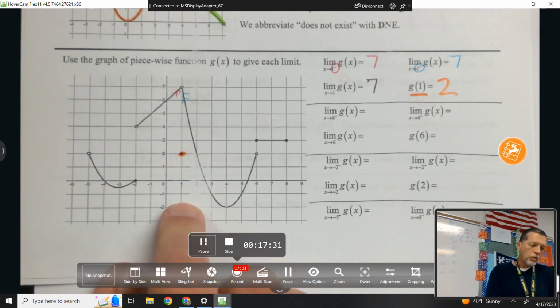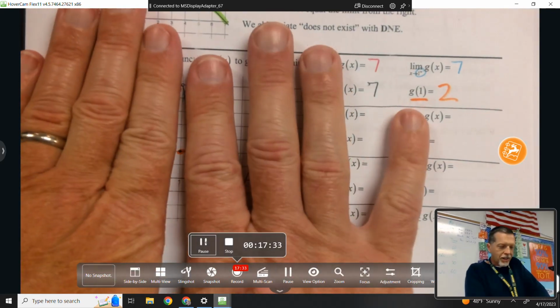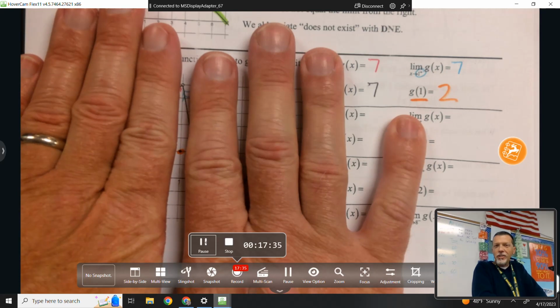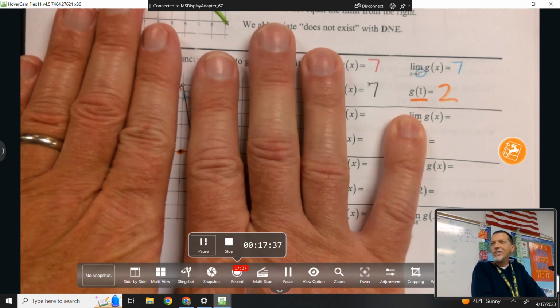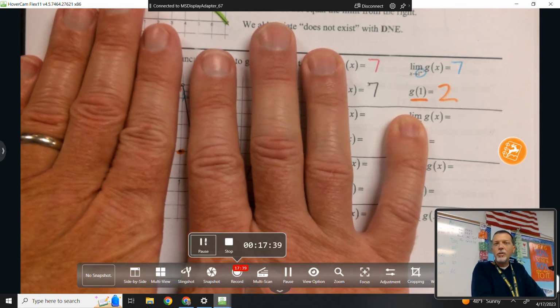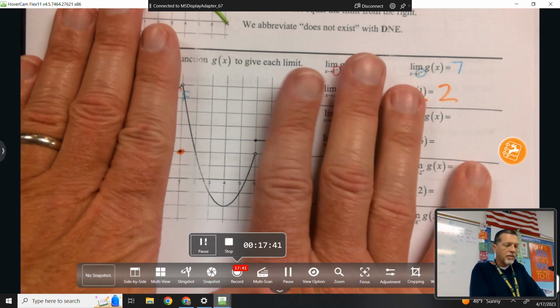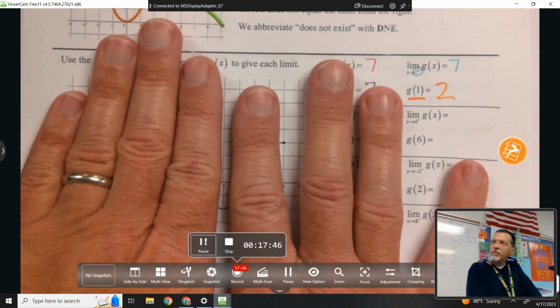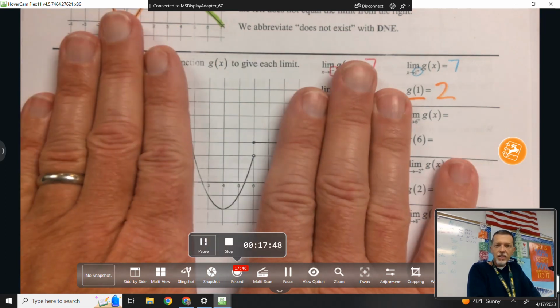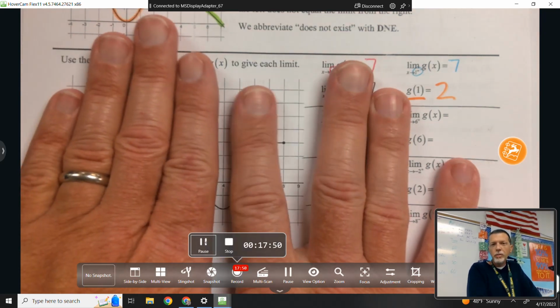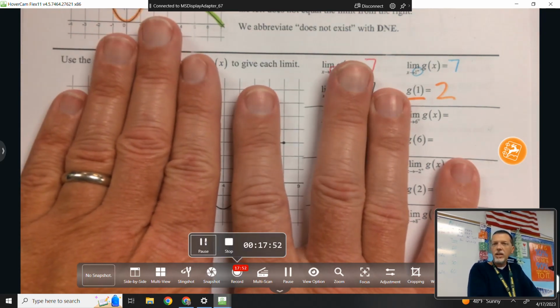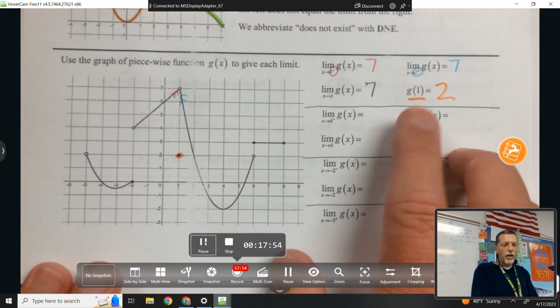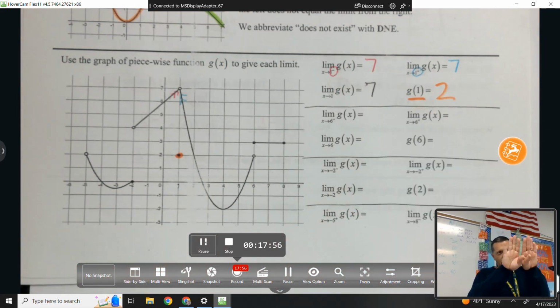So g of 1, it's like you're only looking at, like I can't narrow my fingers narrow enough, right? I'm not looking to the left or to the right. I only want to know where the graph is. And maybe it's a dot, maybe it's part of a line, like g of 4 is negative 2. The limit's negative 2 there as well, but g of 4 is negative 2. So function evaluation is just like that one narrow spot.